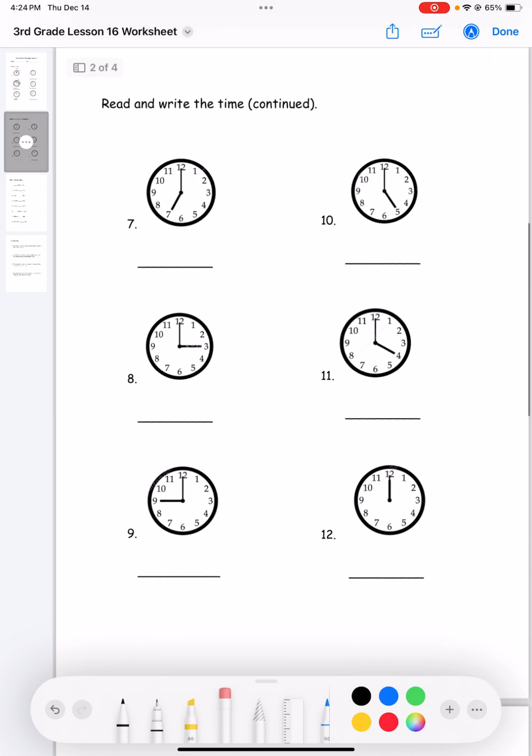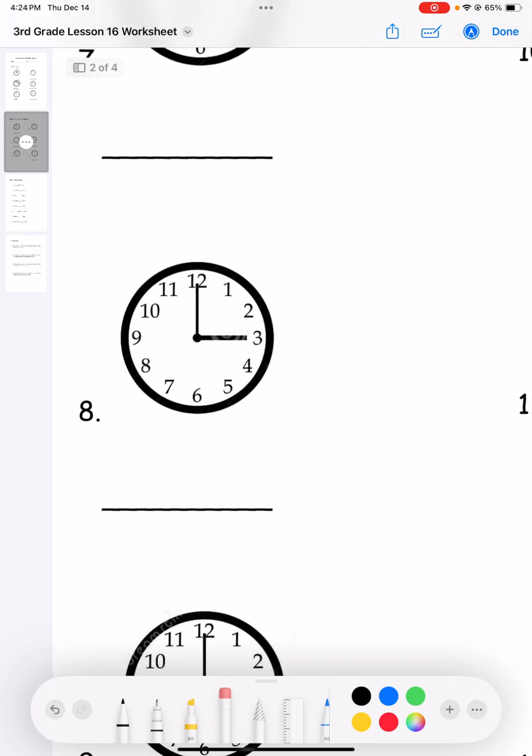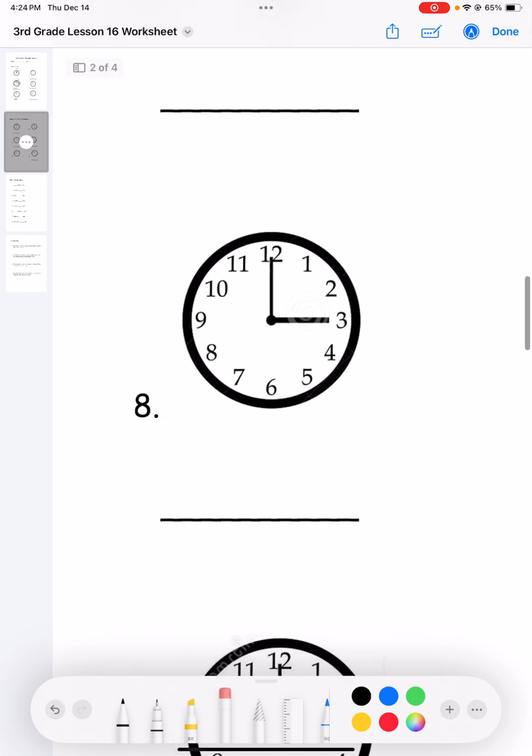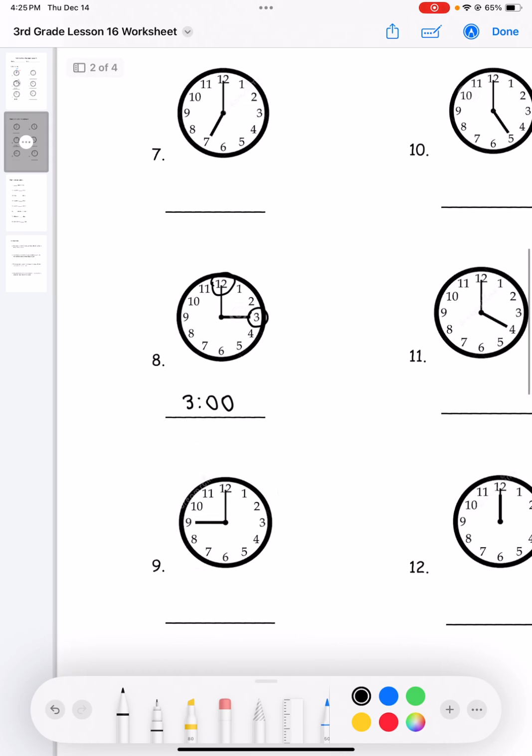Next, read or write the time continued. Okay, let's just do 2 more. Number 8, we have our hour hand at 3, and our minute hand is at 12, so it's 3 o'clock.